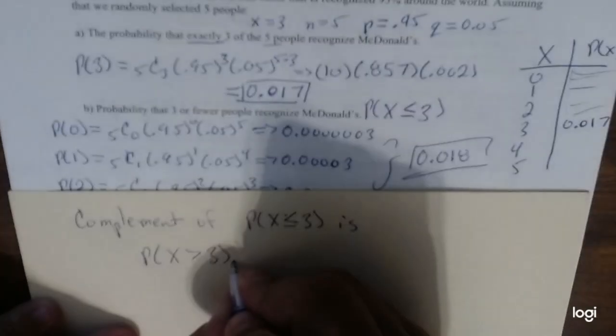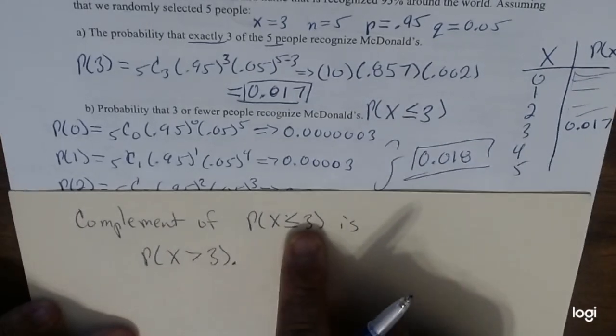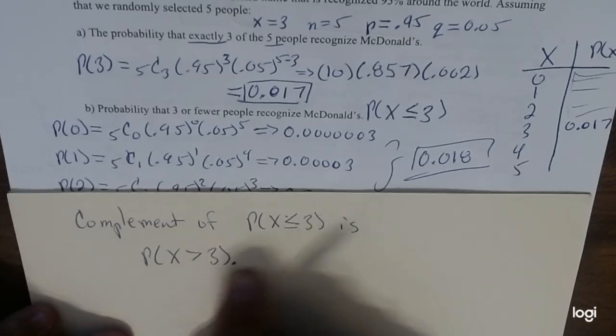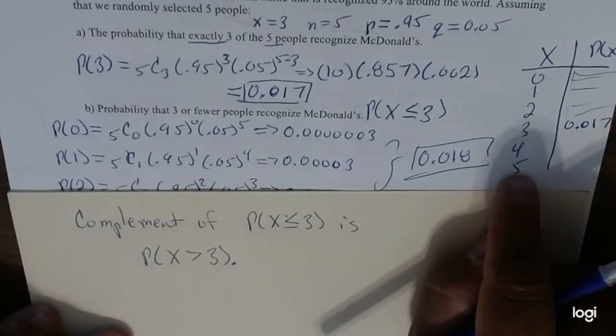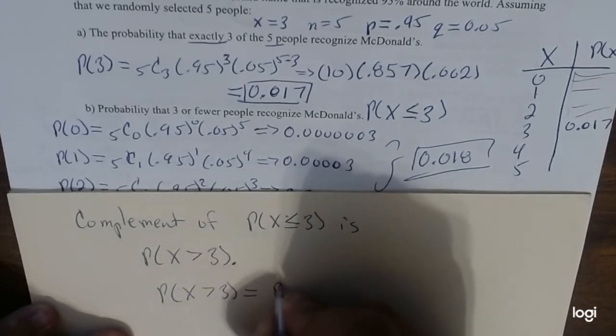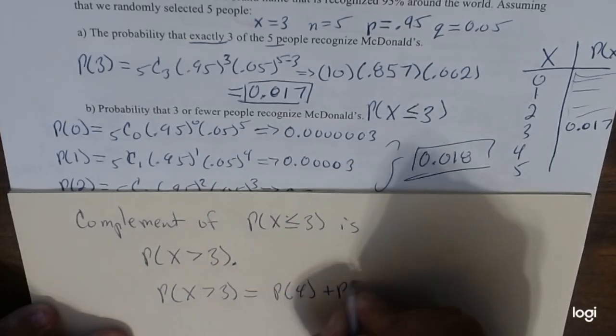So the question is, which one's easier to find? This one, what we want, or this one here? Now remember, the probability of getting greater than 3 means more than 3, so 4 and 5. So the complement of this is equal to the probability of being 4 plus the probability of being 5.